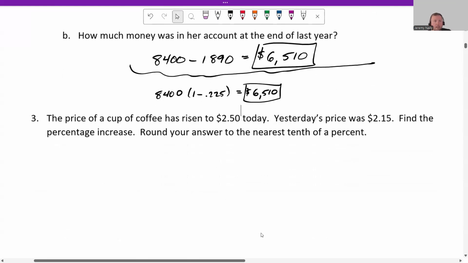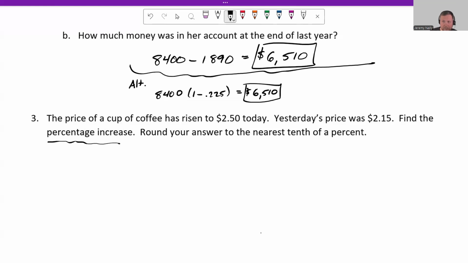Okay. The price of a cup of coffee has risen to $2.50 today. Yesterday's price was $2.15. Find the percentage increase. Round your answer to the nearest tenth of a percent. Okay. So find the percentage increase.